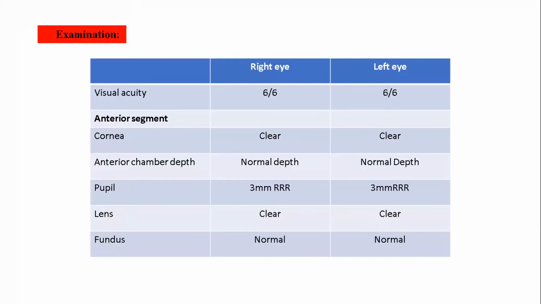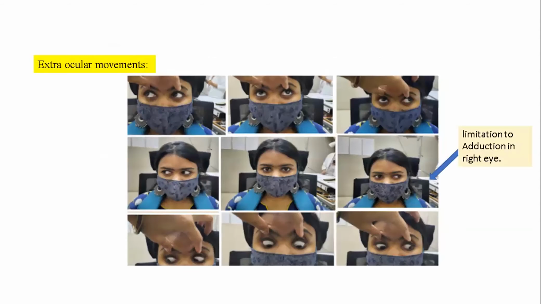Examination showed visual acuity being 6/6 in both eyes. Anterior segment: cornea is clear. Anterior chamber is of normal depth in both eyes, with pupil reaction being normal in both eyes. Lens and fundus are normal. On extraocular movement examination, you can see in the primary position normal movement, and in all other gazes there is normal extraocular movement, except in the right eye, where you can see a limitation of adduction of the right eye.